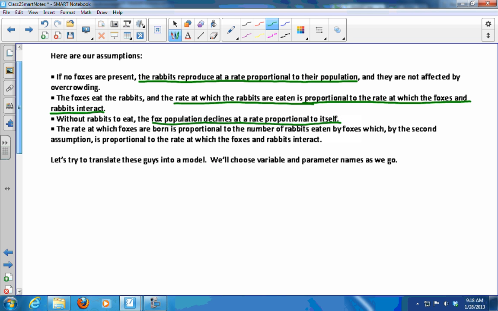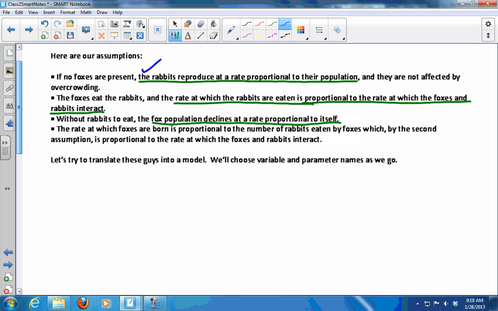So we're going to try to translate this into a model. We're going to have 2 differential equations, one for foxes, one for rabbits. We're going to choose the variable and parameter names as we go, because sometimes you realize you need another variable as you're writing the equation. It's not always feasible to write down all the variables first. And it seems very complicated, but you're going to be amazed at how we make it into this nice simple model. So let's start with the easy parts, right?